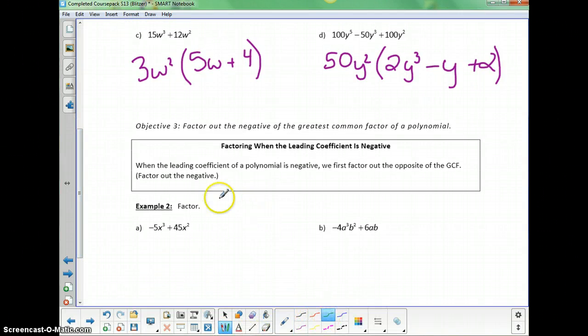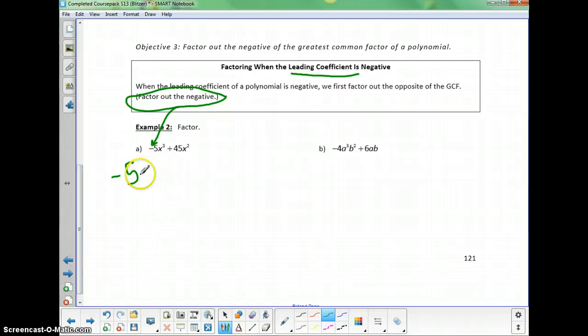Now, if the first term, the leading coefficient, like this one right here, if the leading coefficient is negative, we're going to factor out the negative. Okay, factor out the negative if the leading coefficient is negative. So that's to say, looking at these two numbers, 5 and 45, the GCF is 5, but I'm going to take out a negative 5 instead of just a regular 5 because it was the first term, the leading term, that was the negative. Now we're also going to take out x squared because that's the smallest power of x.